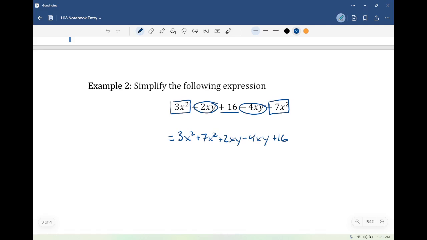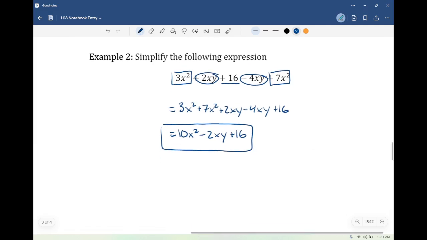I've got two sets I can combine, my x squareds and my xy's. Everybody, 3 plus 7 is? 10. Yes, we're going to try this again. 3 plus 7 is? 10. Good. 10x squared. And now, raise your hand, please. What is 2 minus 4? Gio? Negative 2. So we're going to have minus 2xy plus 16. Again, that plus 16, just hanging out. There's literally nothing I can do with it.